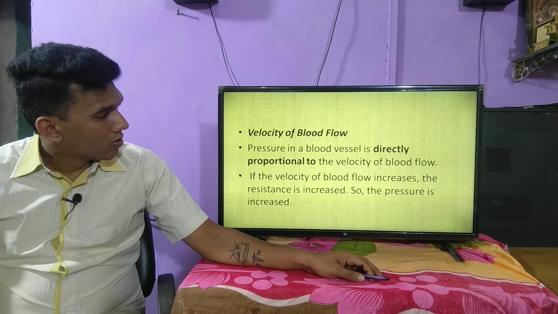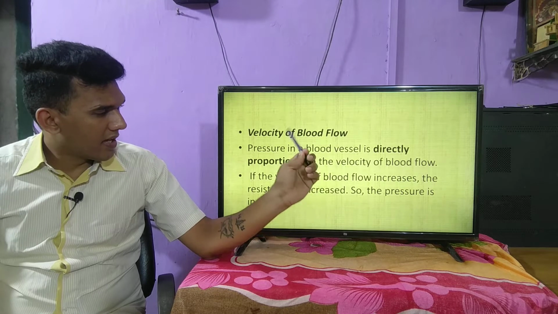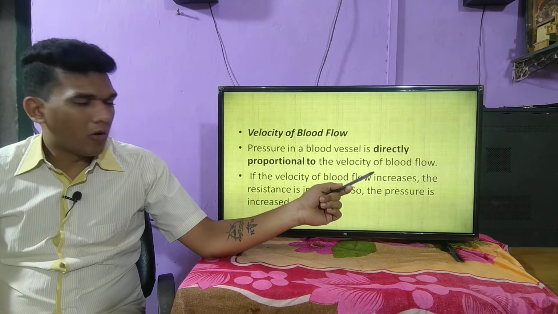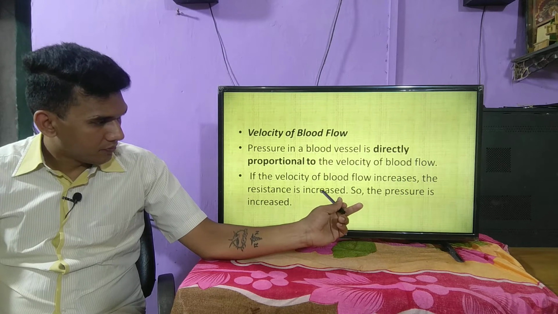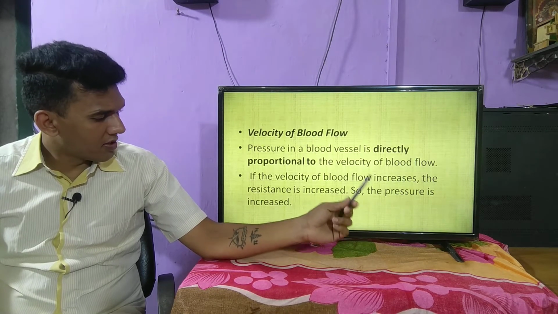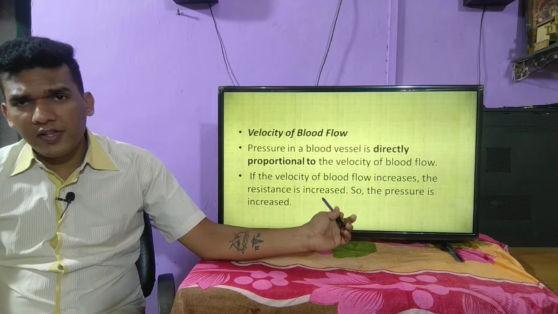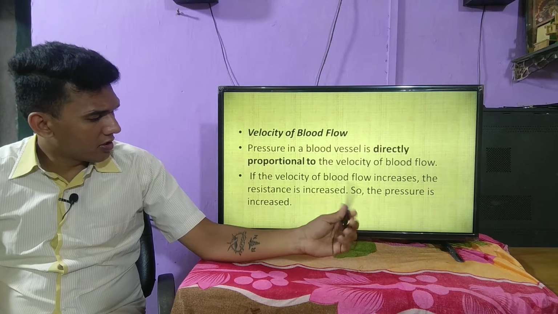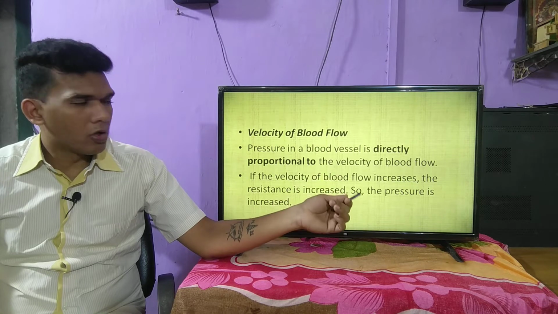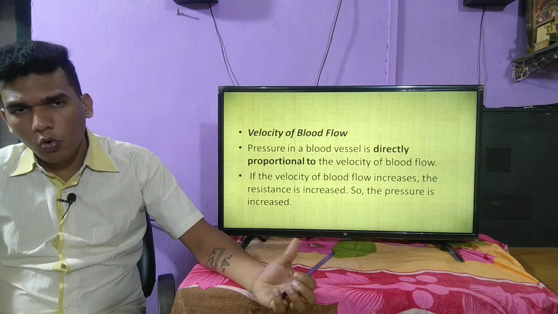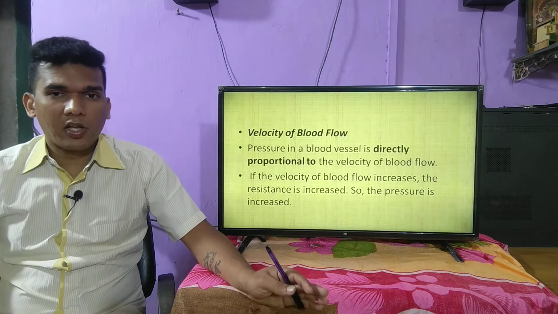Okay. So let's see the velocity of the blood flow. Pressure in a blood vessel is directly proportional to the velocity of the blood flow. When the velocity of the blood flow increases, the peripheral resistance is also increased, so the pressure is also increased. Means if the blood is flowing very slowly, there will be low pressure, and when the blood is flowing very fast, there will be more pressure.